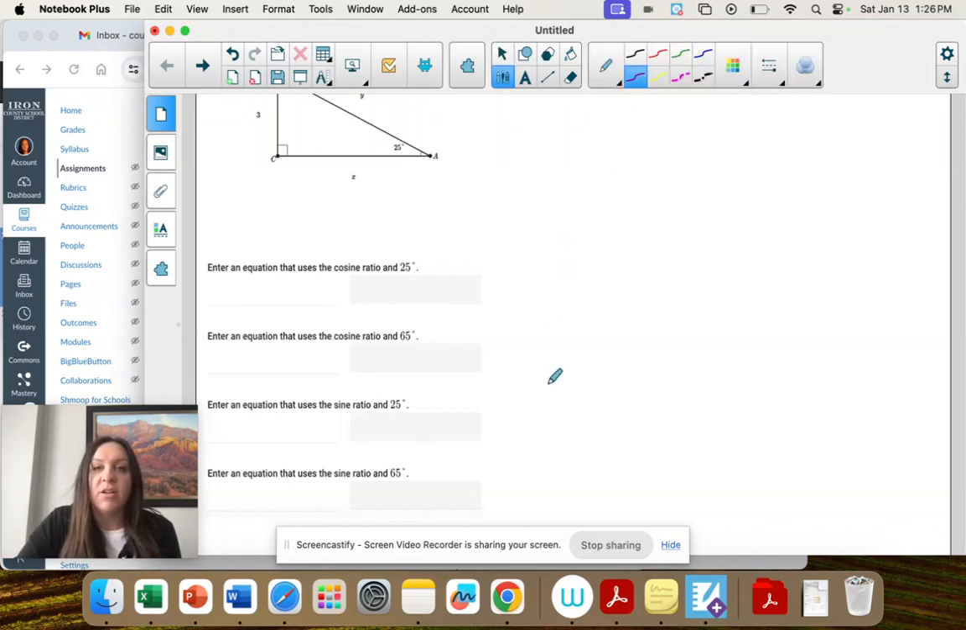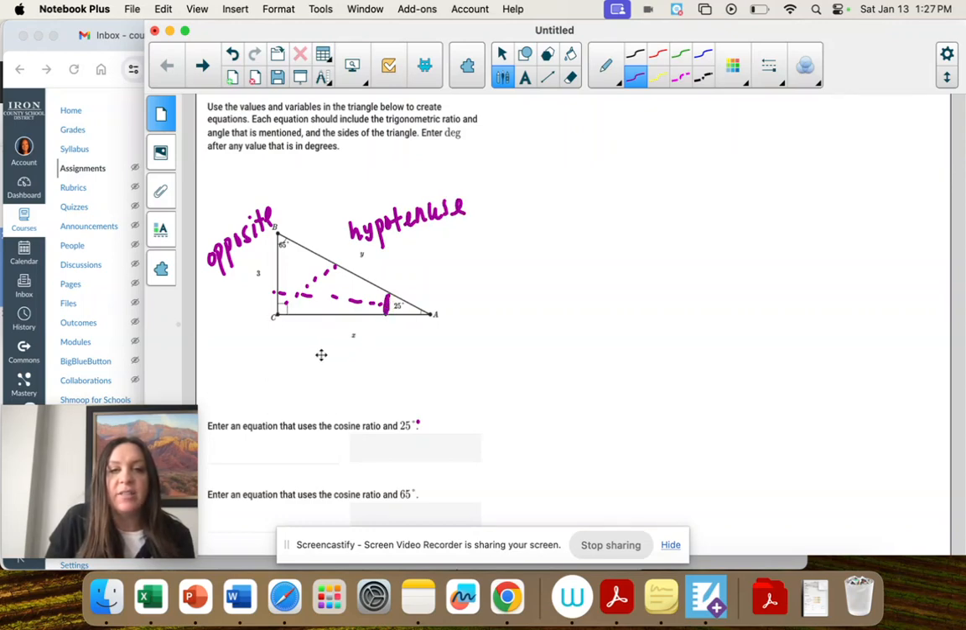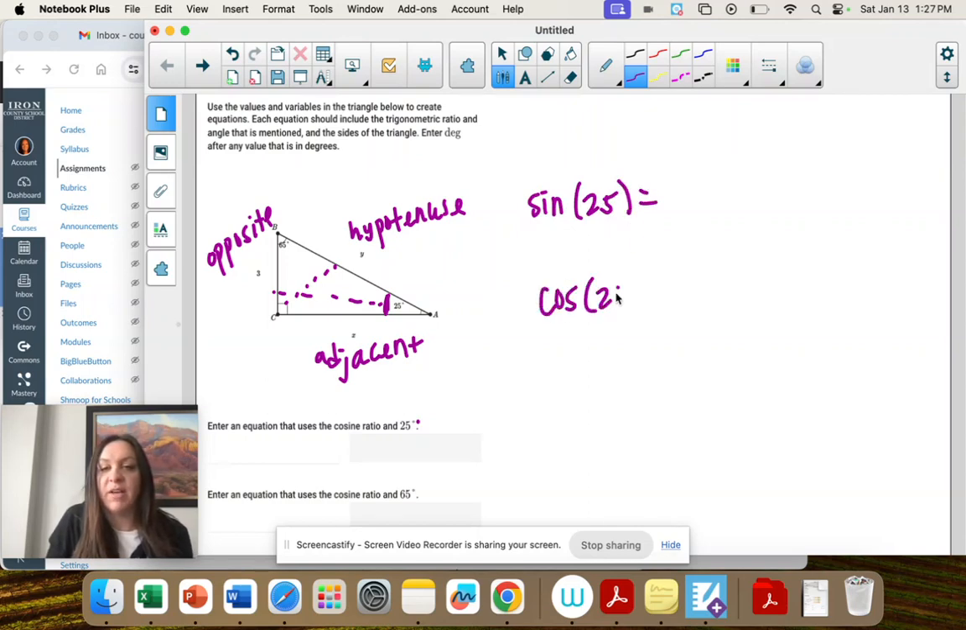So let's start with 25. Right here is our reference angle, and across from that is the opposite. Across from the right angle is the hypotenuse, and then adjacent to that is x. So I'm going to write sine of 25, cosine of 25 degrees.